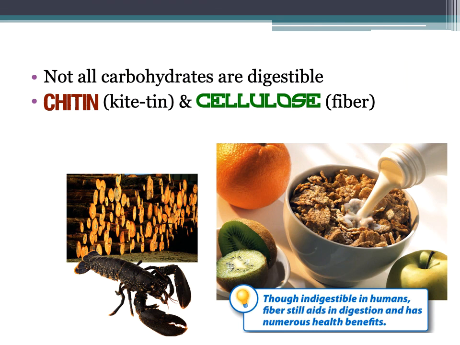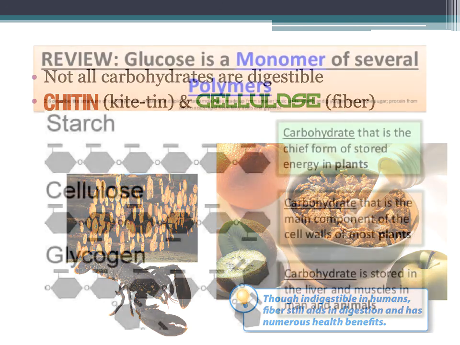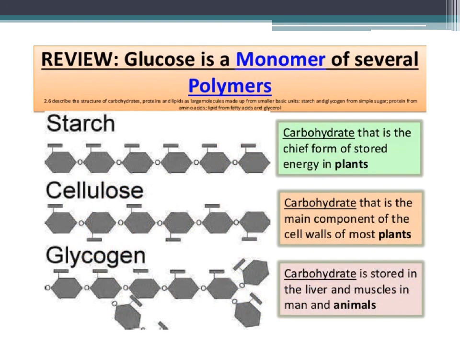Not all carbohydrates are digestible. Chitin, which is found here in lobsters, and also cellulose, which is wood. So there's a picture of a lobster, which is chitin, and wood has cellulose. Although it's good to have extra fiber in your diet to keep your digestive system working, but more about that later. So don't forget, glucose is a monomer, and several polymers put things together. So starch is a polymer, cellulose is a polymer, glycogen is a polymer. It's just how you build your train.